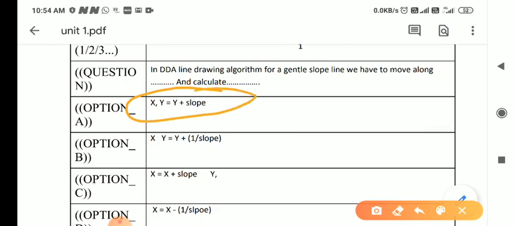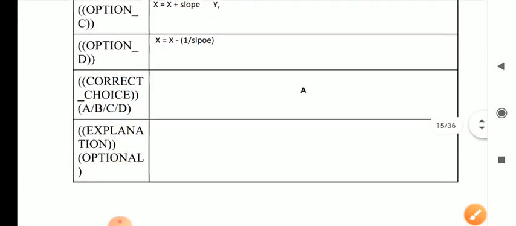This is x, increase the value of x by 1, move along the x, and the value of y will be y equal to y plus slope. So we can see the answer of this is A.